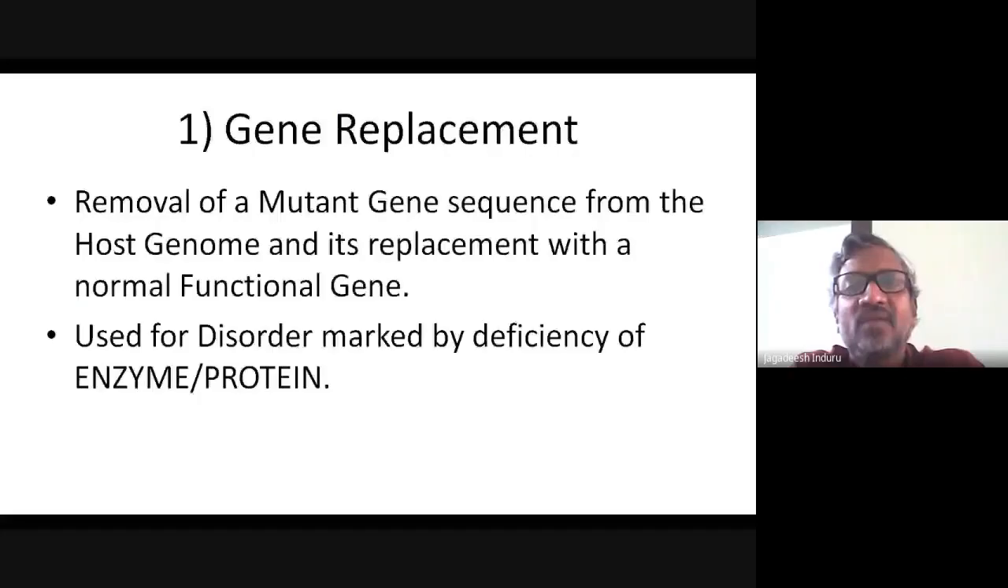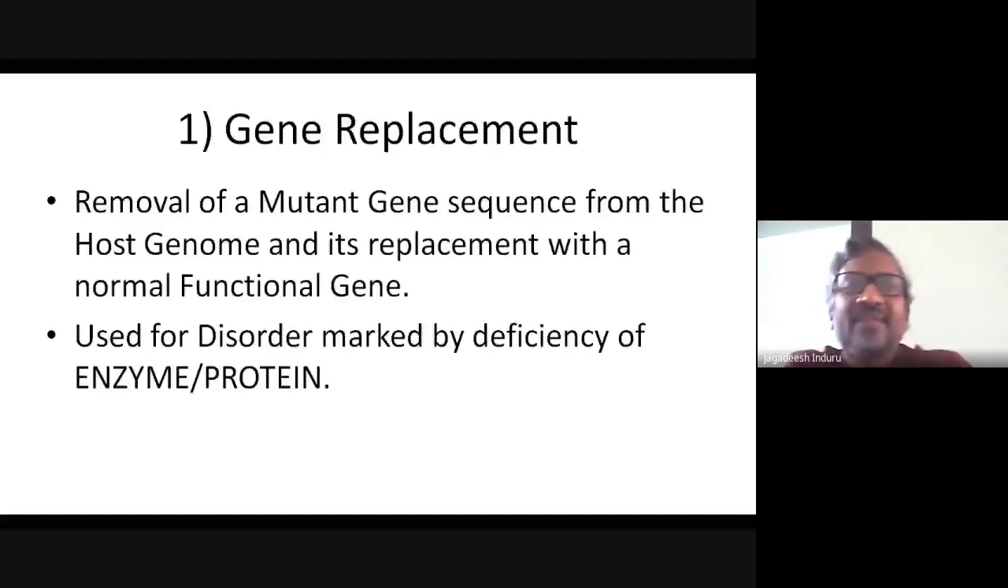Depending upon the extent to which the mutation has occurred, the mutant gene sequence is removed from the host genome and replaced with a normal functional gene. It is done without any repair, so it is completely replaced. It is used for disorders marked by a deficiency of an enzyme or protein. It will be used to replace the entire gene in a particular case. If the gene has a complete malfunction, then instead of correcting it, replacement is better to treat the disease of an individual.